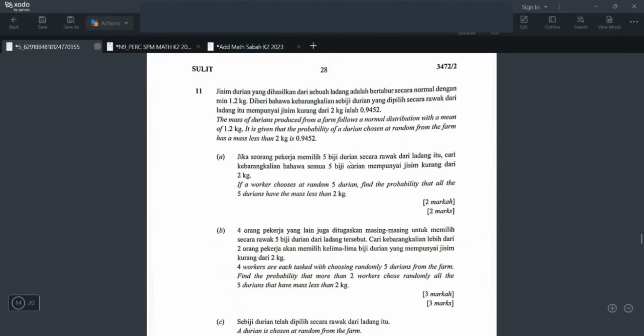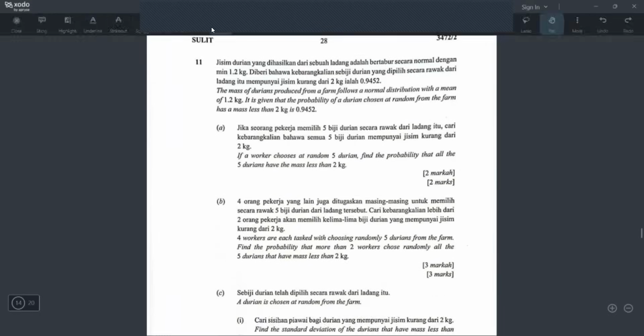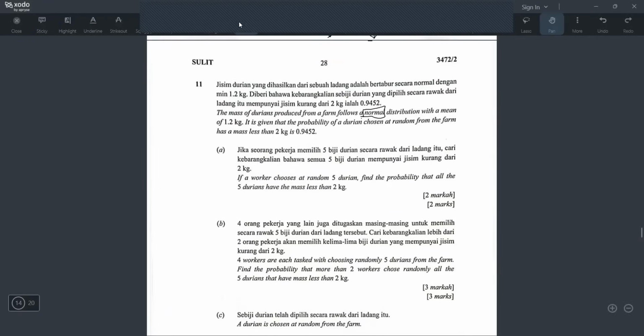Okay, let's go back to this question. Okay. All right, let's read the question. The mass of durian produced from a farm follows a normal distribution. So definitely have to use the jadwal. That's why you see me open up the jadwal just now. With a mean of 1.2. So let's write down the mean. Okay, so mean equals to 1.2, comma.